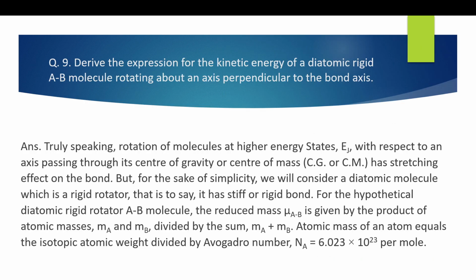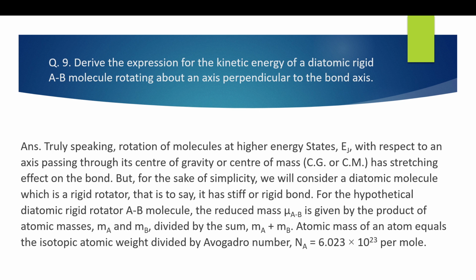Now we are going to derive an expression for the kinetic energy of a diatomic rigid molecule, AB molecule, rotating about an axis perpendicular to the bond axis. Truly speaking, no molecule is rigid. Particularly at higher energy states, rigidity is not observed. But for ease of mathematical solution, we assume that the diatomic molecule is rigid. It means its bond distance remains unaffected during rotation.